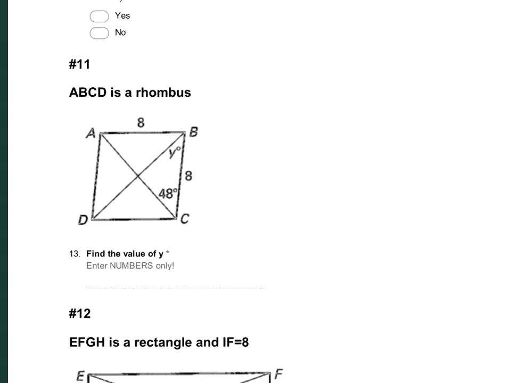Number 11 states that ABCD is a rhombus. Remember your rules about a rhombus? So we wanted to find the value of y right here. Okay. Now let me give you a hint. The rules of a rhombus are that the diagonals always make a 90-degree angle there. So what we have here is this triangle, and you need to figure out what y is. Okay, what is the measurement of y? How many degrees are in a triangle? And put that answer in for number 11.